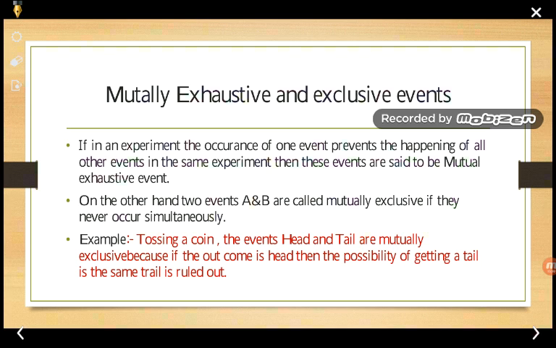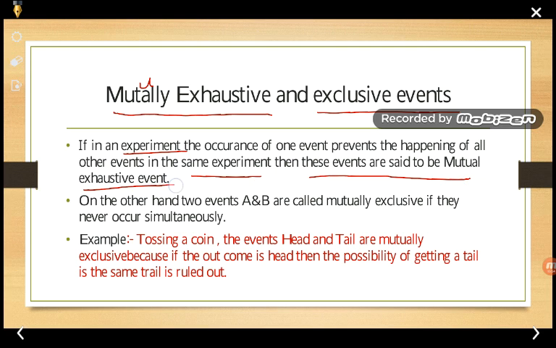Next are the mutually exhaustive and exclusive events. So we have seen exhaustive events. Now coming to mutually exhaustive events, or we can also say exclusive events. So what are mutually exhaustive events? If in an experiment the occurrence of one event prevents the happening of all other events, मतलब अगर एक event का occurrence other event को impact करता है, then in the same experiment these events are said to be mutually exhaustive events.